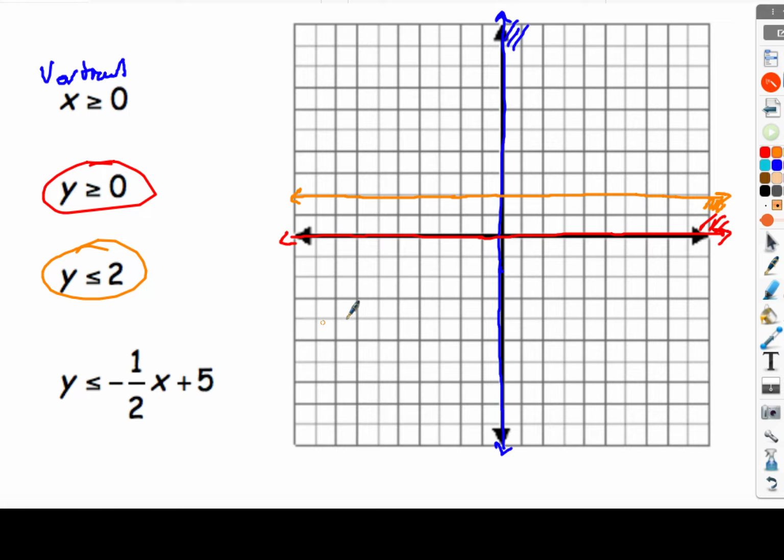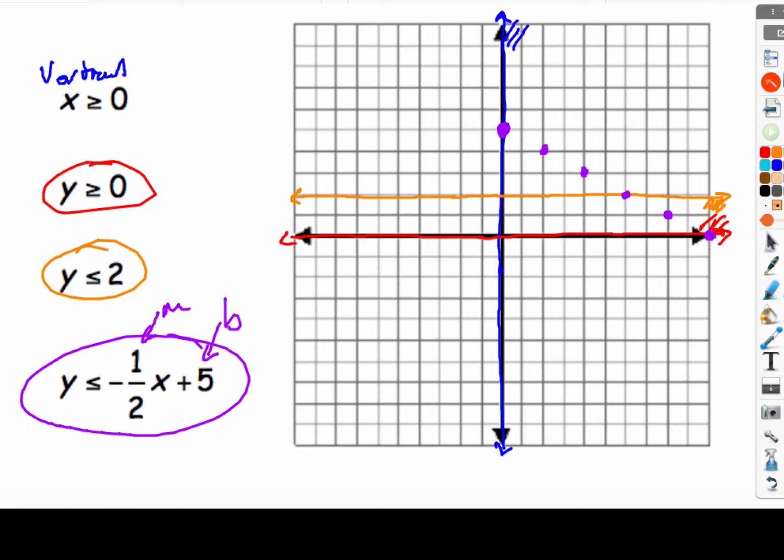Right? And then finally, let's get that last one on here. We'll do that one in purple. Again, we've got a y equals mx plus b equation. So I can start up at 5. 2, 3, 4, 5 right here. And I can also count down 1, right 2, right? A slope of negative 1/2. Down 1, right 2. Down 1, right 2. And crossing through that area.